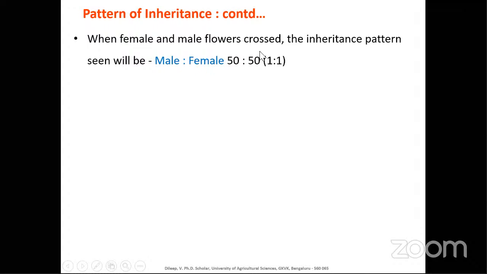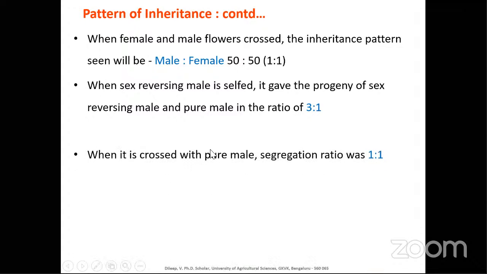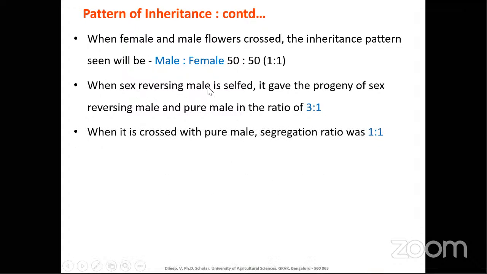it is the dioecious condition. Male, hermaphrodite, all those things. So when the sex reversal male is selfed, the inheritance pattern, sex reversal male and pure male, was 3:1. That is 3 sex reversal males and only 1 pure male. And when sex reversal male is crossed with a pure male, the segregation ratio was 1:1. That means 1 sex reversal male and 1 pure male.